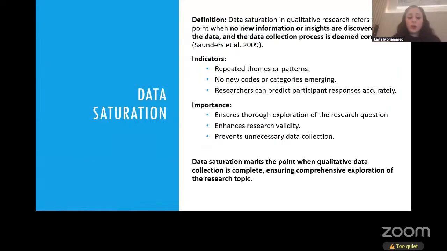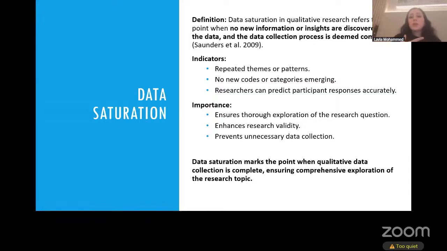But the main question I usually get from my students is, when do I know when to stop in qualitative data? Well, you have to reach data saturation, okay? And what is data saturation? Basically, it is when no new information or insights are discovered from the data that you've collected and the process is deemed complete. Now, you will naturally feel this when you are doing your interviews, but also more likely when you've actually done the transcription and you started to code one by one.